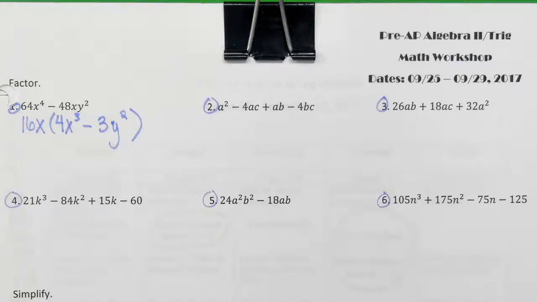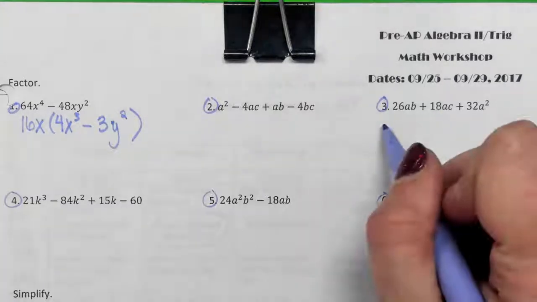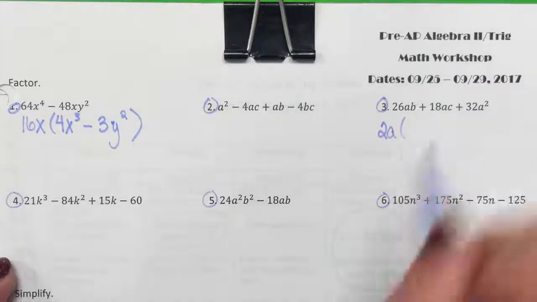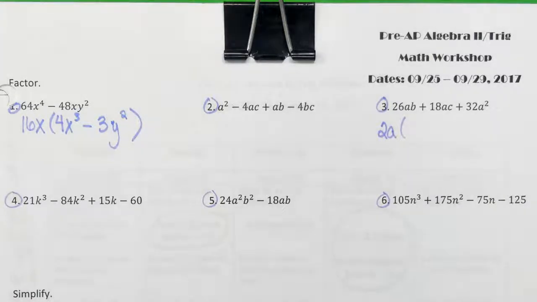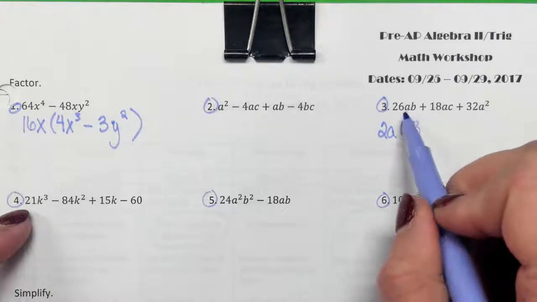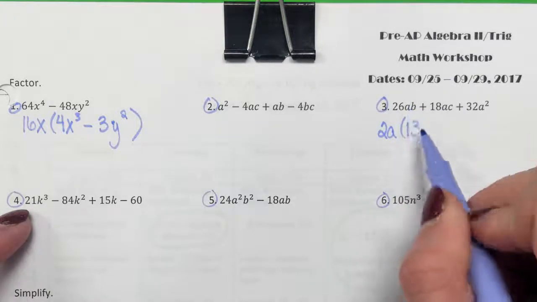All right, what about 3? What number goes into all 3 of those? 2. What letter do they all have? A. Very good. All right, so here we go. 26 divided by 2 is how much, Kirsten? 13. There you go. And Isaac, if I took out that A, it's just B left.